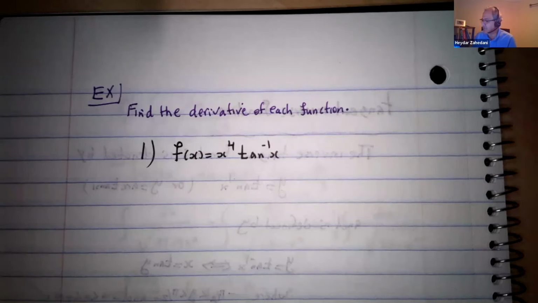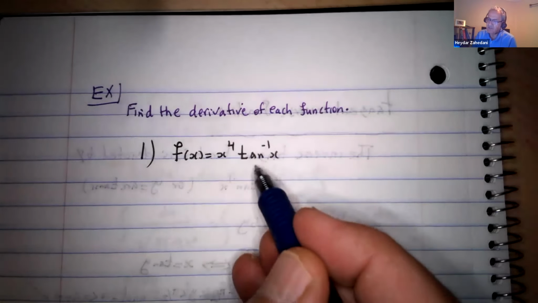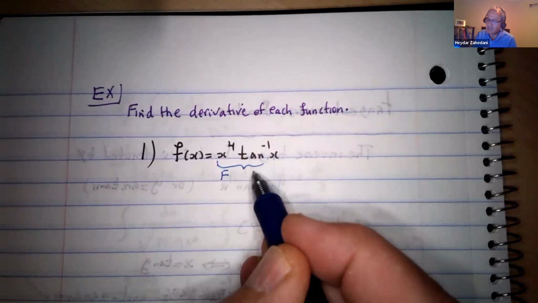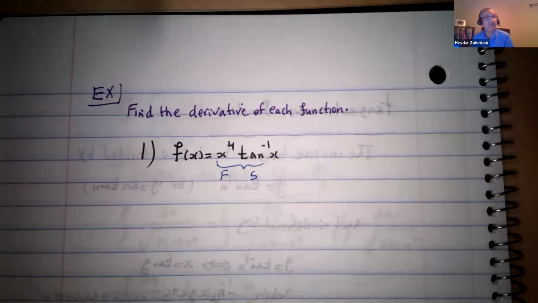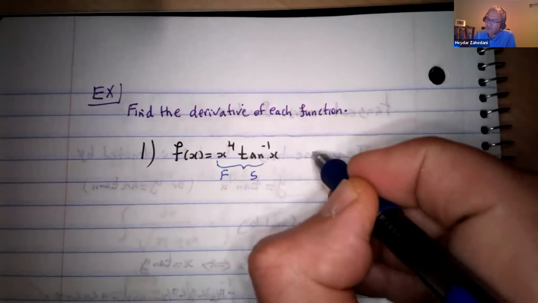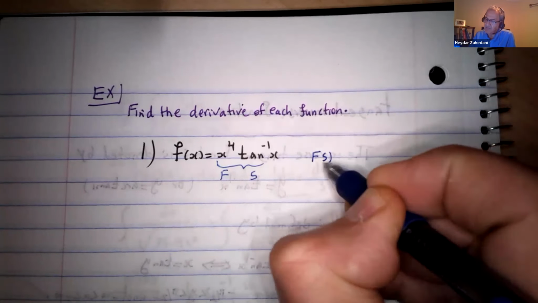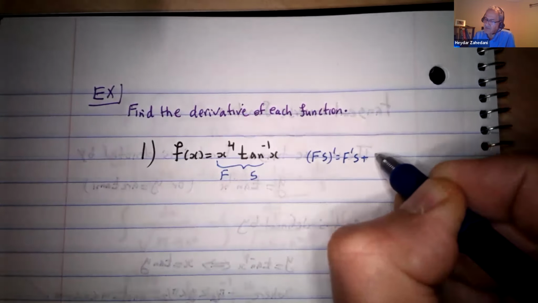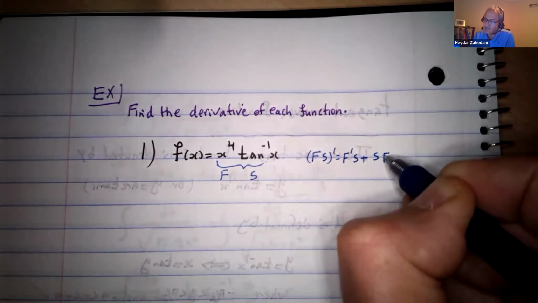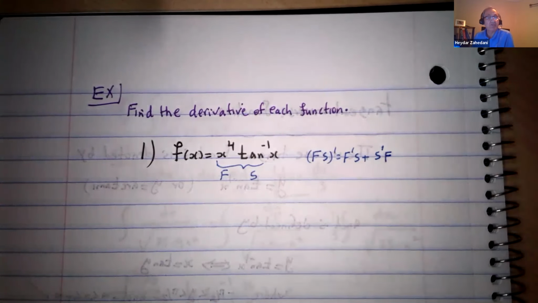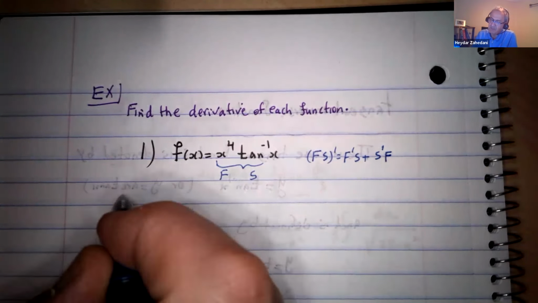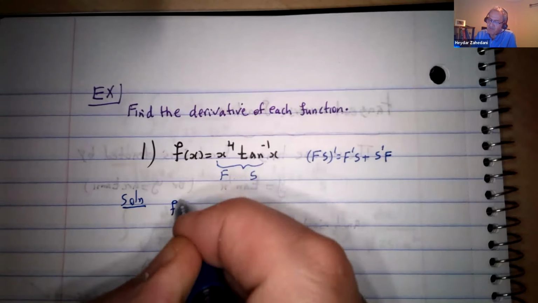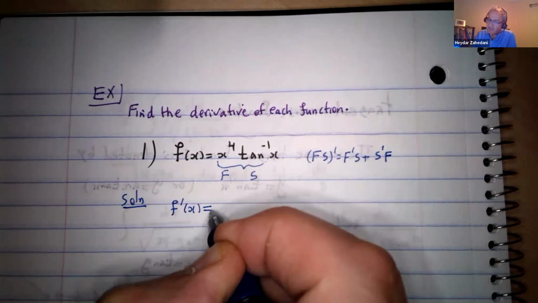So this is going to be the first function, and this is going to be our second function. So we are going to apply the product rule: derivative of the first times the second plus derivative of the second times first. Okay, that's the formula. So now let's do it. So the solution: f prime of x is equal to.